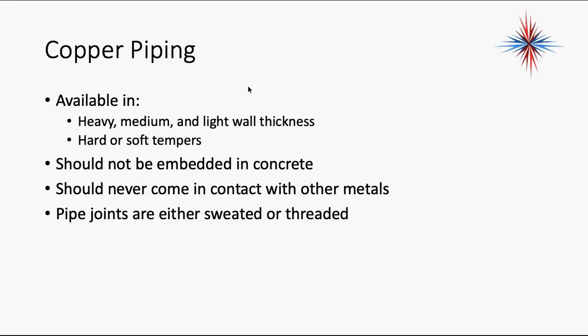When we're talking copper piping, and again, we're going to talk more about this in your piping course, it's available in heavy, medium, and light wall thickness. It has hard or soft tempers. Again, it should not be embedded in concrete, and should never come in contact with other metals. Copper and other metals don't get along well together. There's a reaction that happens and it will break down the copper.